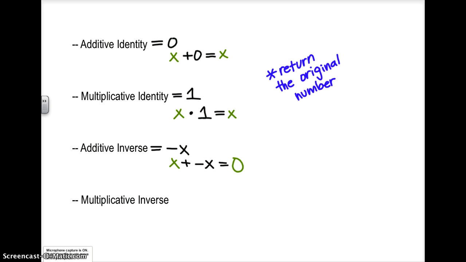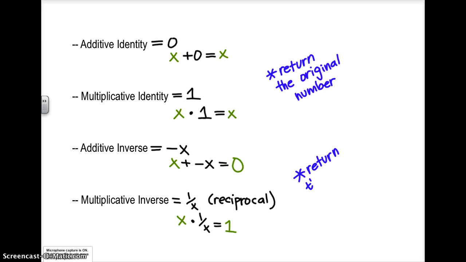For the multiplicative inverse, that equals 1 over x. The reciprocal of x. So it's the reciprocal of whatever number you're talking about. The reason is if we take that x, multiply it by 1 over x, it is going to equal 1. The inverses will always return the identity. So the inverse takes you back to the identity.